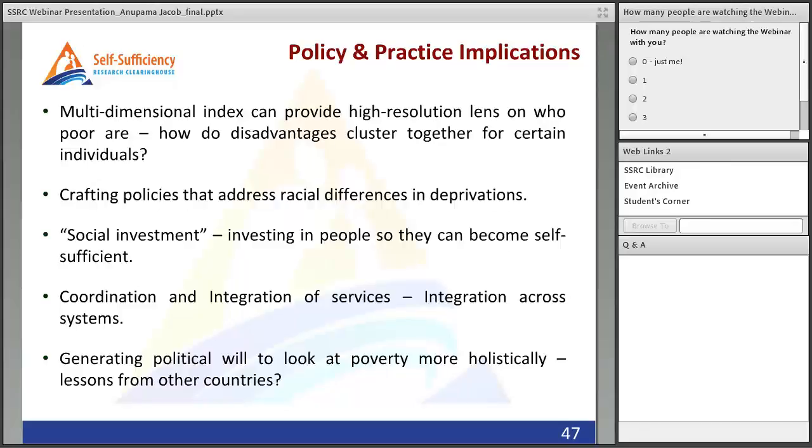Poverty at the end of the day is a multifaceted problem that requires multifaceted solutions. Therefore, we can all appreciate that policies need to be better integrated to work. A multidimensional approach to poverty can help us reflect on questions such as: how do we integrate service delivery? How can we promote stronger coordination between various federal agencies, such as housing, labor, and education, in our efforts to tackle poverty? Also, how do we generate the political will to look at poverty more holistically, and what lessons might we learn from other countries in this respect?